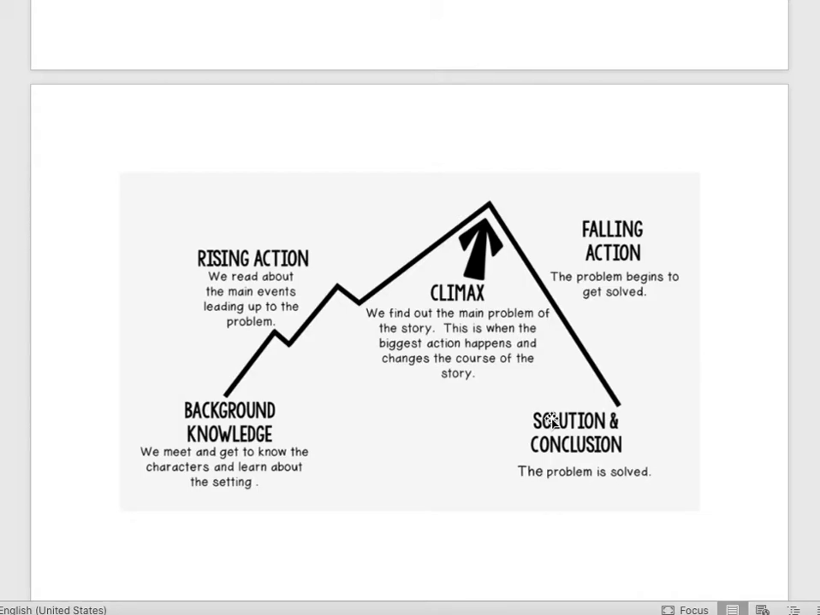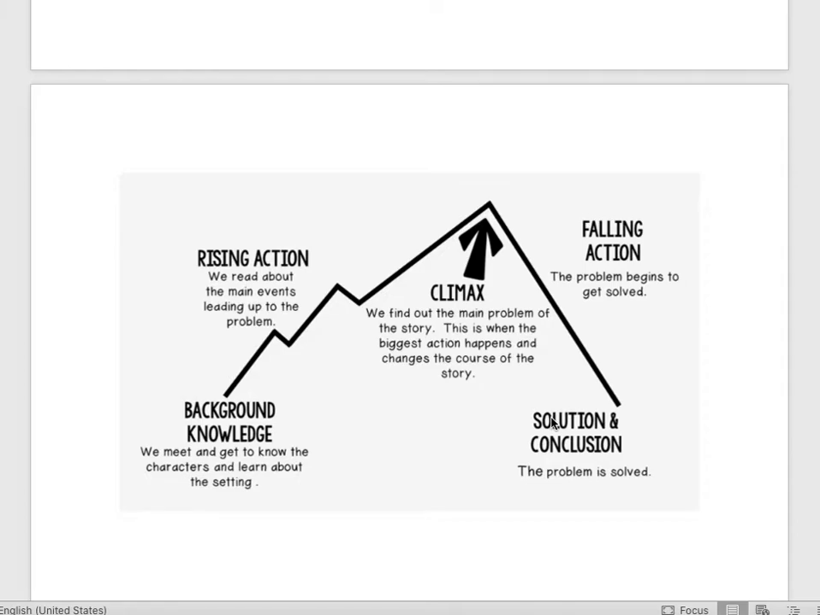I then will check for understanding with the thumbs up method. Thumbs up means they're ready to go. Thumbs sideways means I need some clarification. And thumbs down means I'm stuck. I don't know what we just did. I don't know what you just said. So that's when I'll go to more one-on-one communication with that student.